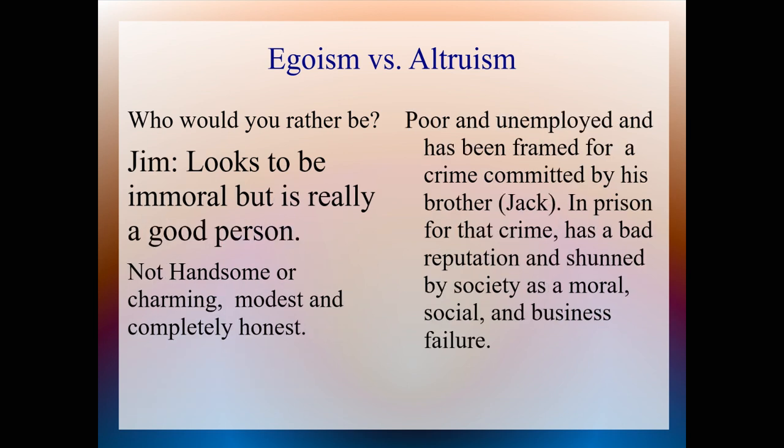Okay, so that's Jack. Jim is the opposite of that. He looks to be immoral, but he's actually a good person. He's not handsome or charming. He's modest, but he's completely honest, and he's poor and unemployed. He's been framed for a crime that his brother committed. So his brother Jack committed the crime and knew he could get Jim to take the fall for it, so he did. And Jim is in prison for that crime. He has a bad reputation. He's shunned by society as a moral, social, and business failure. So everything that Jack is, Jim is not, and that includes being handsome and wealthy and admired.